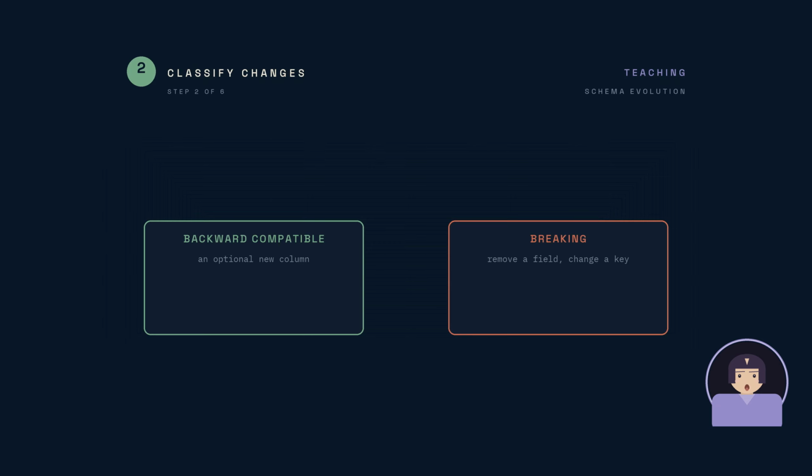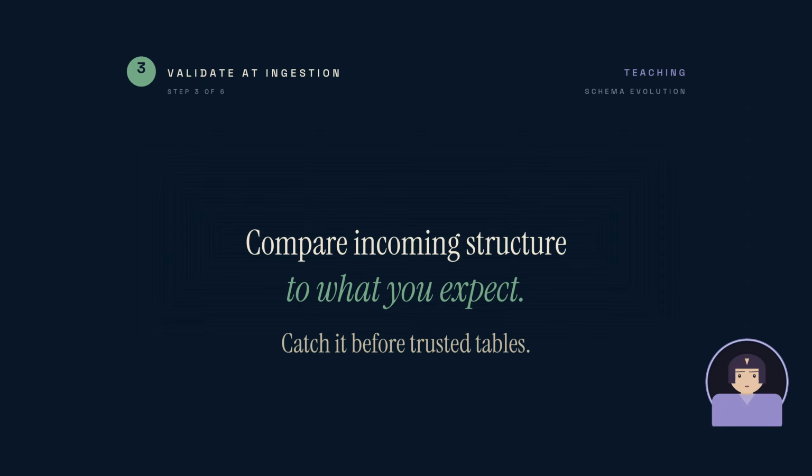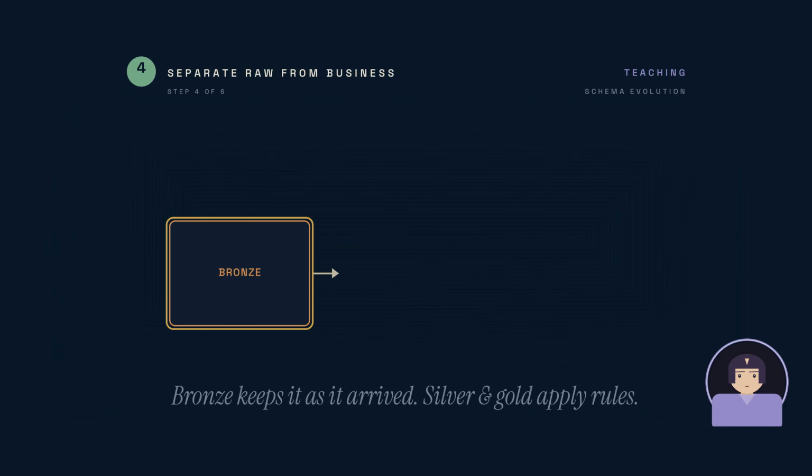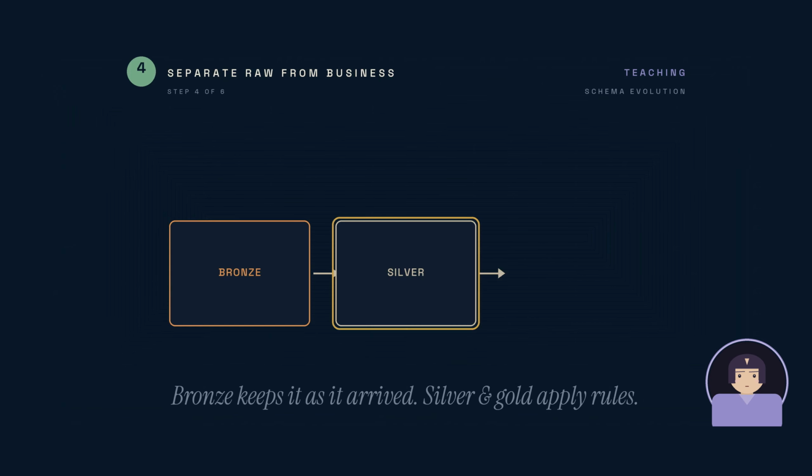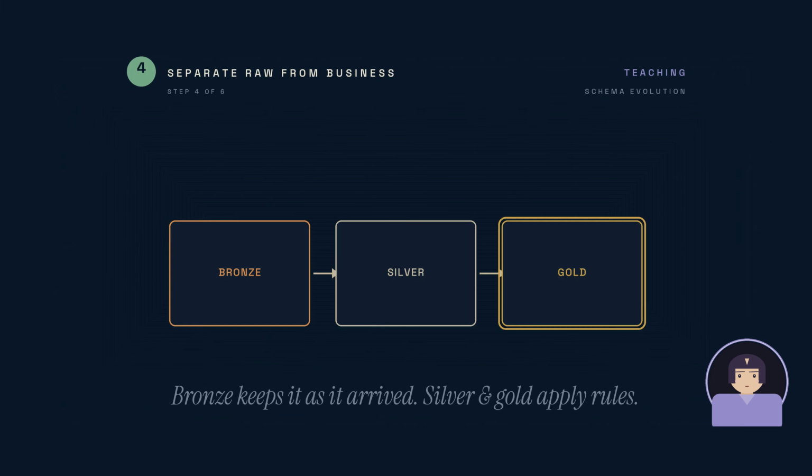Third, validate schemas during ingestion. Compare the incoming structure with what your pipeline expects. If an important field disappears or changes type, detect it before the data reaches trusted tables. Fourth, separate raw ingestion from business transformation. A bronze layer can preserve the source data as it arrived. Then silver and gold layers can apply controlled schemas and business rules. This makes it easier to investigate when the source changes.